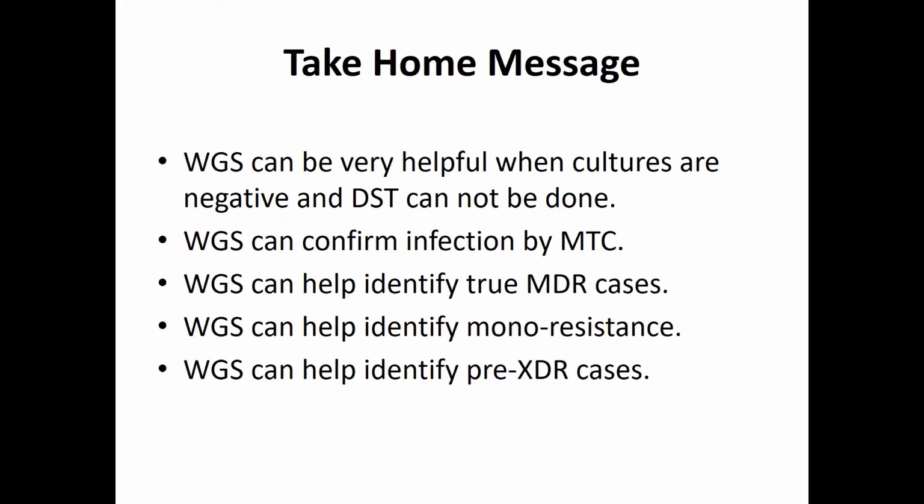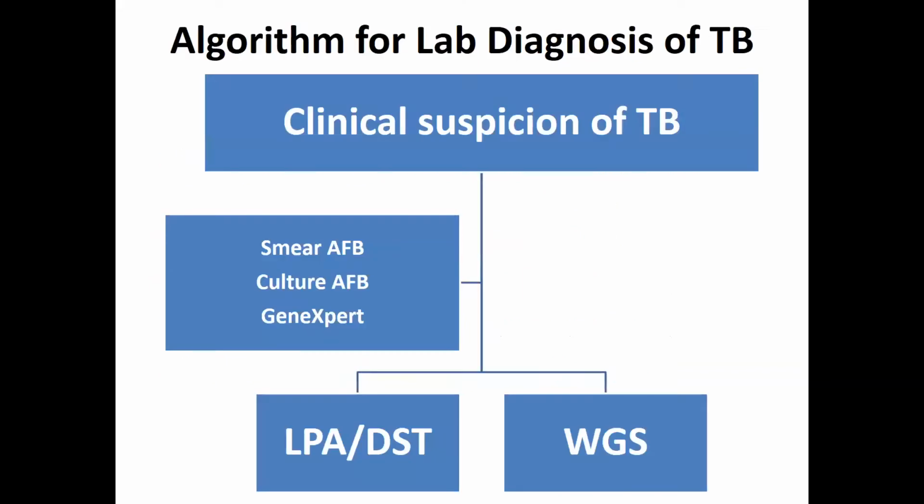even pre-XDR can be identified. Pre-XDR means any one of the fluoroquinolones or the injectable second lines are resistant, not both. If both are resistant, it's XDR. If any one of them is resistant, it's pre-XDR. And whole genome sequencing can identify monoresistance, so you don't need to discontinue all the first line antibiotics. You can discontinue only the ones which are resistant.